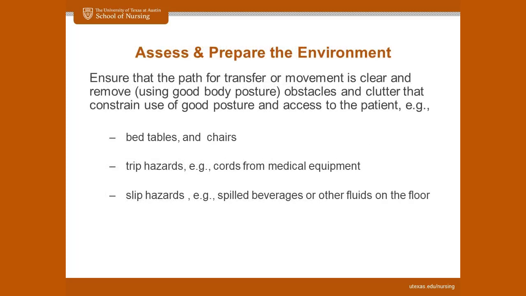Assess and prepare the environment. Ensure that the path for transfer or movement is clear and remove obstacles and clutter that constrain use of good posture and access to the patient. This includes beds, tables, and chairs, trip hazards such as cords from medical equipment, and slip hazards such as spilled beverages or other fluids on the floor.